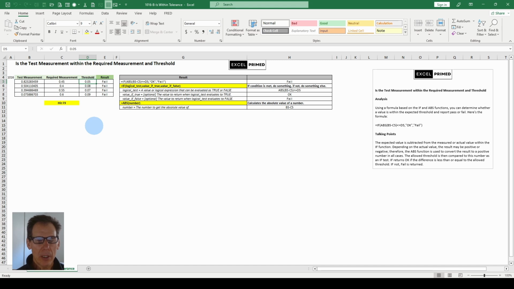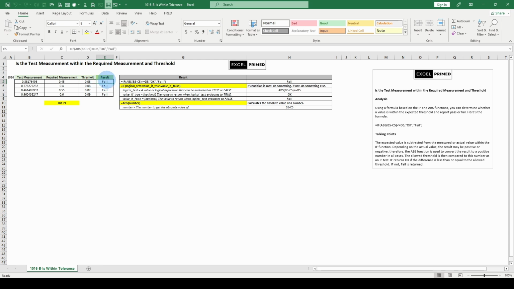There's no harm, no penalty. We're just setting a threshold. Let's look at this. We have a test measurement. We have the required measurement. All we're going to say is if this measurement is greater than this particular measurement, it's a failure. Here's the threshold. This test measurement must be within 0.05, high or low. If it's not, it's a failure.